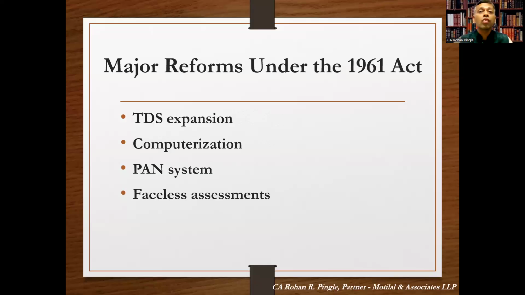Let's understand major reforms under the 1961 Act. So the 1961 Act evolved continuously. Major developments included the introduction of PAN, expansion of TDS mechanisms, electronic filing after 2007, centralized processing, faceless assessments now, and a risk-based scrutiny system also. So technology transformed the tax administration.